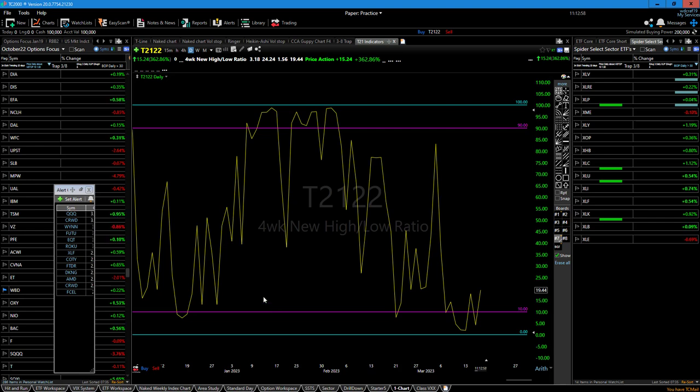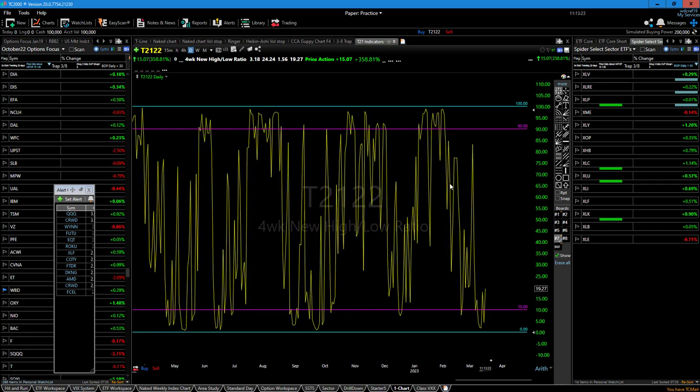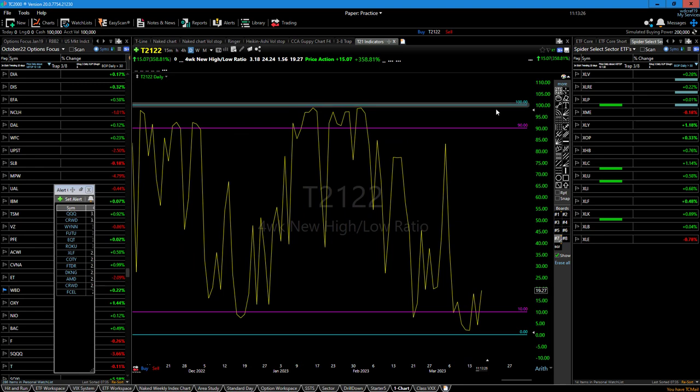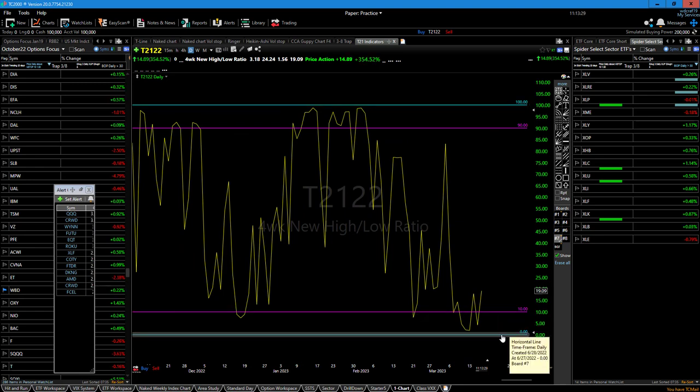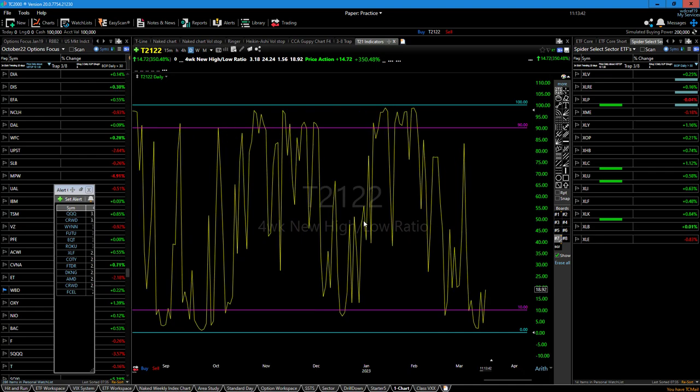Now, let me qualify that by saying T2122 does not tell me which direction the market is going to go. So get that out of your mind right now, that it's going to give me the clue that it's going to go up today or go down today. It doesn't do that. What it does is tell us when we're in these regions. I've plotted on this chart a 90 line and a 100 line, a 10 line and a zero line. We're plotted between 100 and zero, so these are maximum limits on the indicator. 10 and 90 mark that range, or zone.